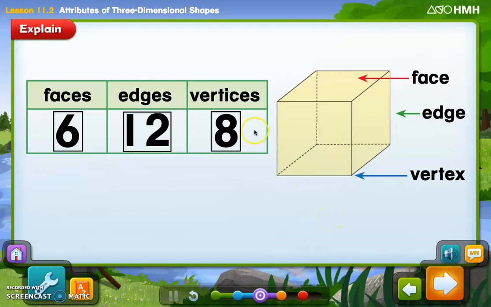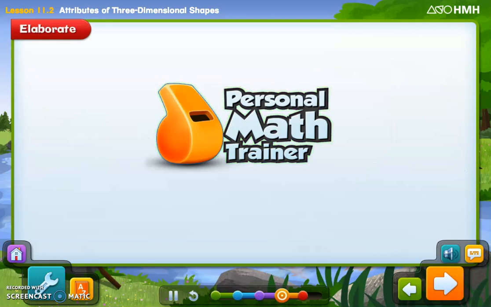And so vertices is just plural for vertex. So when you see a vertex, it just means one. But when there are multiple, that means that there are vertices. So it's the same thing, just a different form of the word. Now let's practice with the personal math trainer.